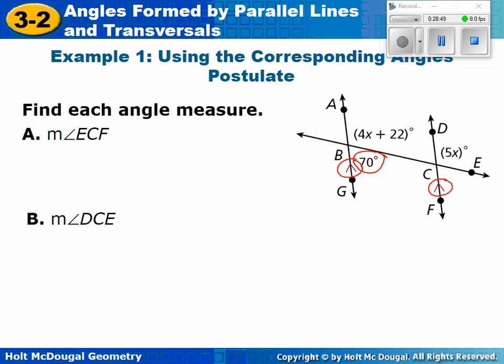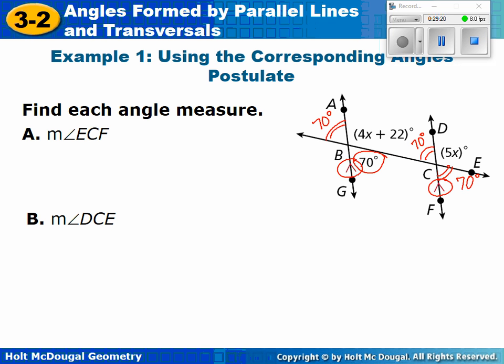So if this angle is 70, what do I know about this angle here? Because they're what kind of angles? Vertical. If this angle is 70, what do I know about this angle here? It's 70. What kind of angles are these 2 angles? Corresponding. If this angle is 70, what about this one here? It's 70 because it's what kind of angle? These 2 right here?